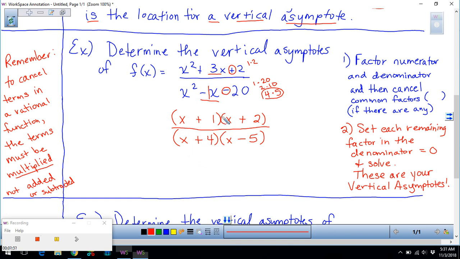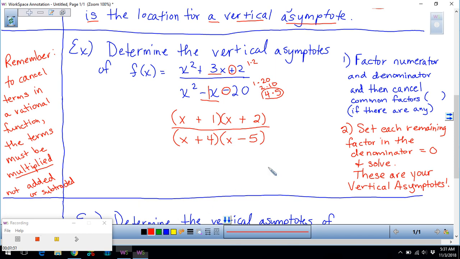And I'll cancel the entire thing if it's exactly like something. If I have something in the numerator and something in the denominator that are exactly the same, I can cancel them. But you'll notice that none of our terms are exactly the same. X plus 1 and x plus 2 are not the same as x plus 4 or x minus 5. So we can't cancel anything.